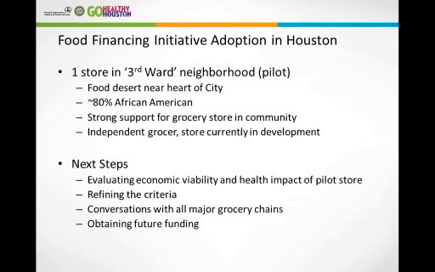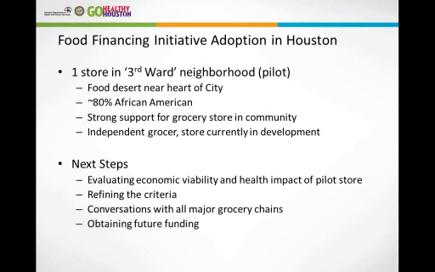So the first pilot store has been funded in the 3rd Ward neighborhood that I identified in the map in the previous slides. And the 3rd Ward is a food desert near the heart of Houston. It's about 80% African American, and this neighborhood is known to have many health-related inequities. There's also very strong grassroots support for a grocery store in this community. And the funds were received by a local independent grocer, and currently the store is under development.